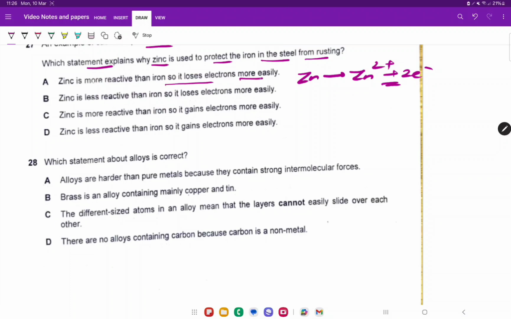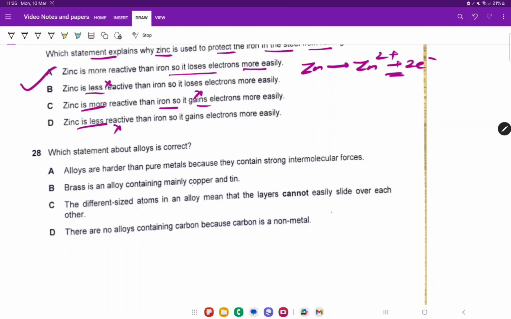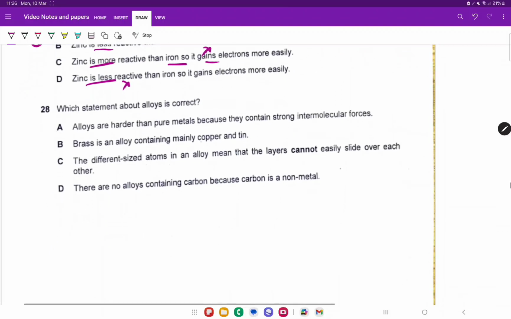It loses electrons more easily than iron. This could be the correct answer. Zinc is less reactive, no. Zinc is more reactive than iron, so gains, no. Zinc is less reactive, no. Answer is A. Zinc is more reactive than iron, so it loses electrons more easily.